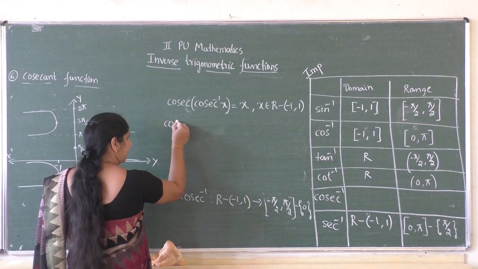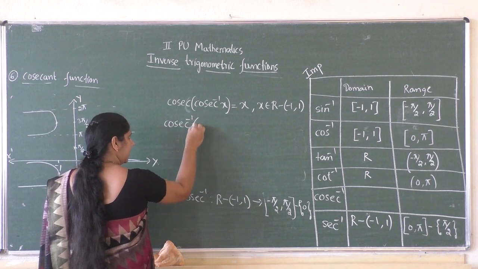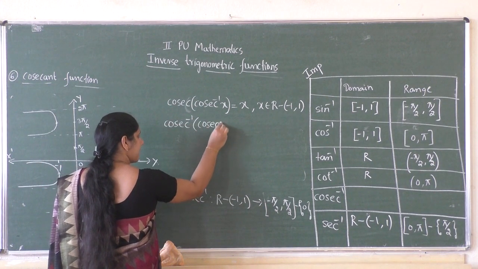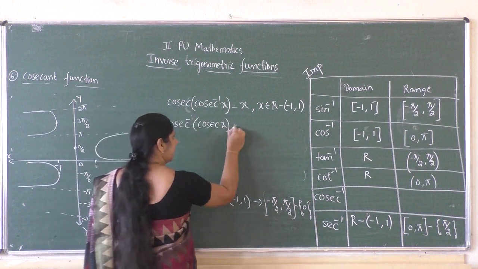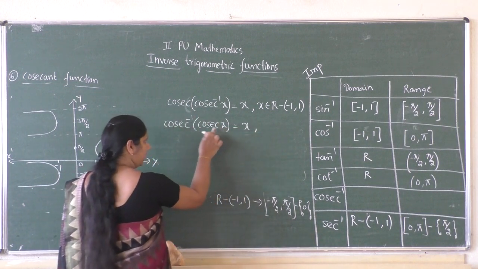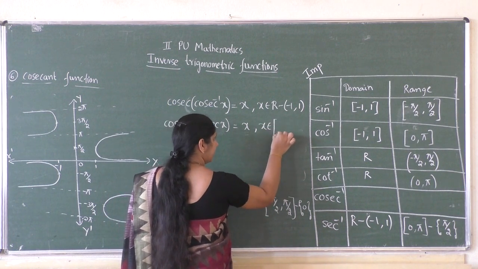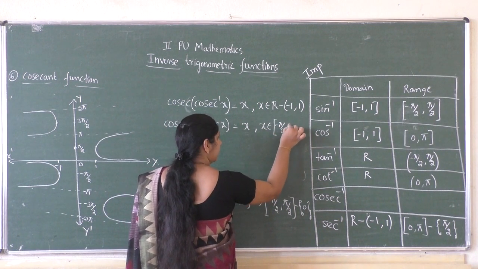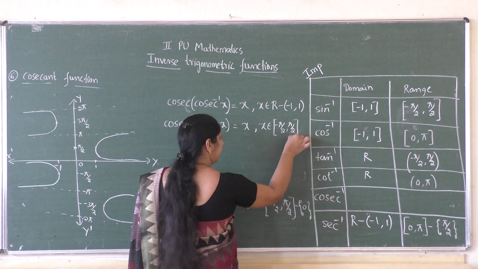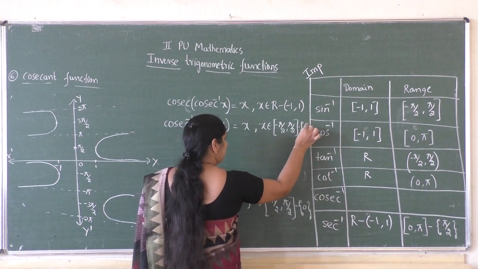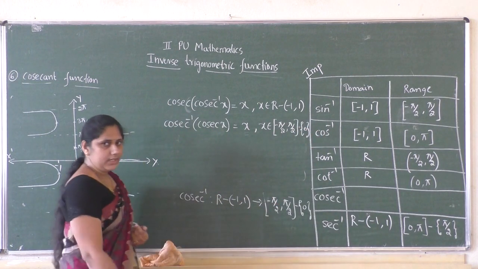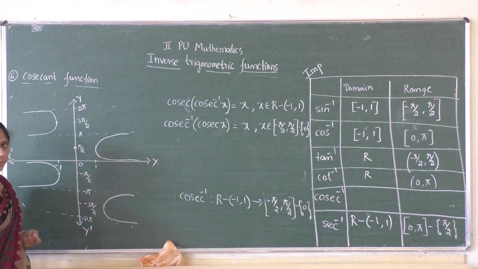Now the second property is cosec inverse of cosec x, which is equal to x, where x belongs to the domain, that is x belongs to closed interval minus pi by 2 to pi by 2 minus set containing 0. So these are the two properties.